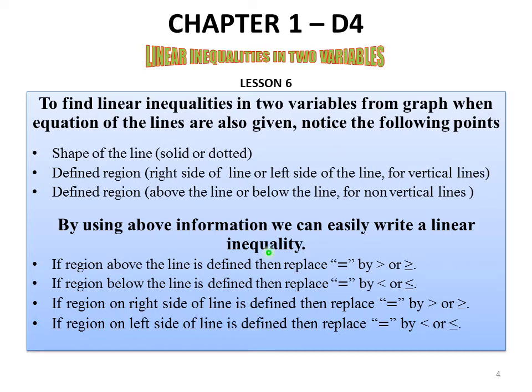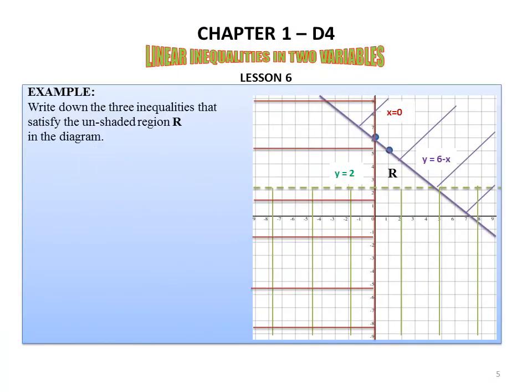So after noting these things, we can write the inequalities. Look at this example. In this example, a graph is given to you and the question is also stated. You are asked to write down the 3 inequalities that satisfy the unshaded region R in the diagram. This is the unshaded region, which is labeled with R.